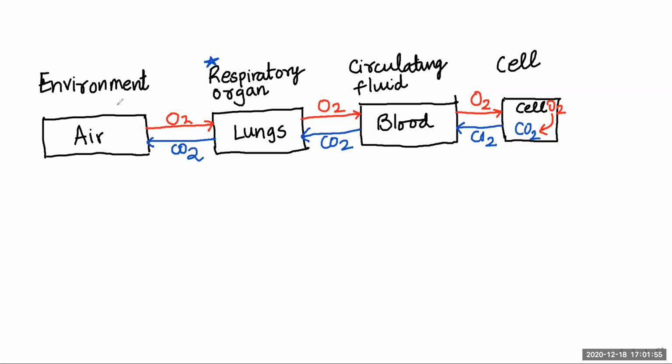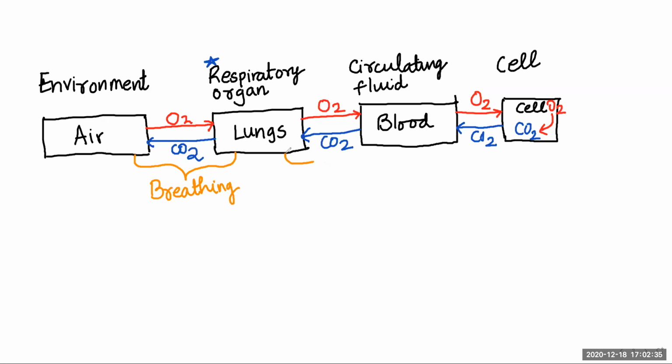Okay? So now there are exchanges of gases, right? There is one exchange of gas between air and lungs. Respiratory organs will take oxygen from the environment to the lungs and will give carbon dioxide to the air or environment. This exchange of gases is called breathing.